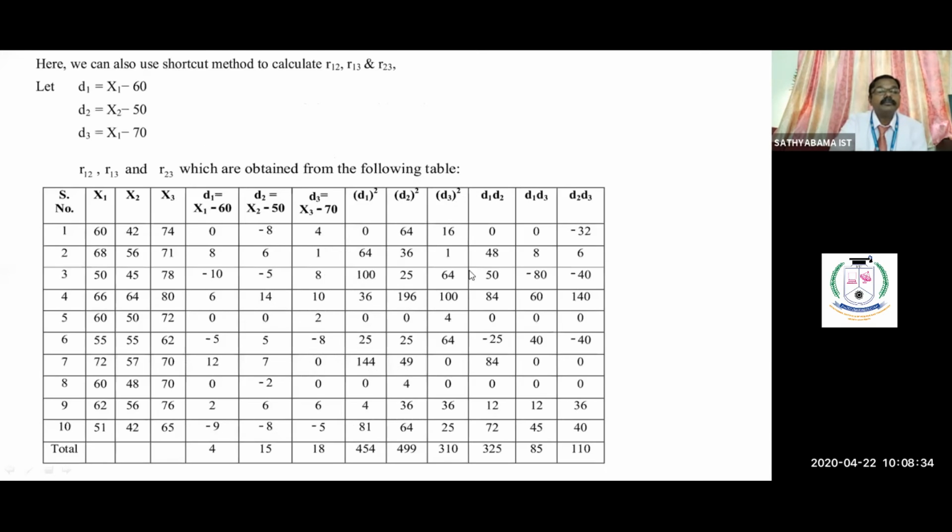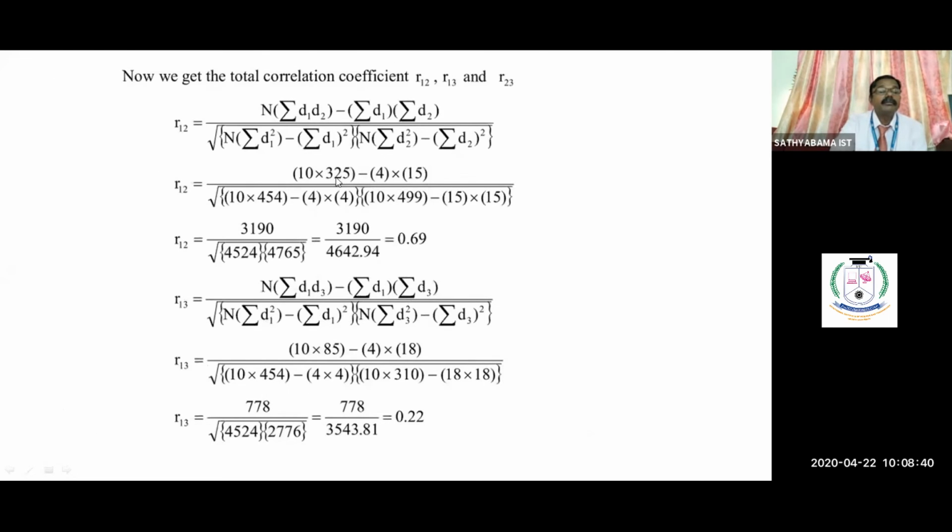By changing the variable, x1, x2 becomes d1, d2. The reason is that correlation is independent of change of origin. So we have used d1, d2 here. Here it is summation d1, d2; earlier it was summation x1, x2. So it becomes this variable. On simplifying, summation d1, d2 is 325, from the table we have done here.